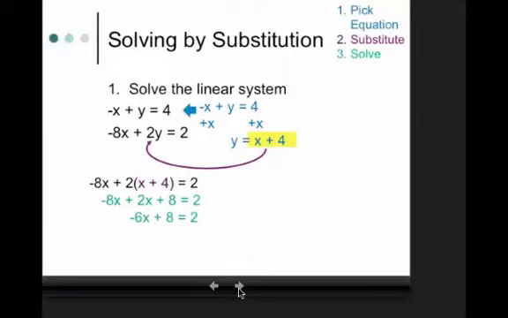Now I don't need to get all the variables on one side because they already are. So I'm going to add or subtract. In this case, I'm going to subtract. And lastly, I'm going to divide. So I got my solution of x equals 1.